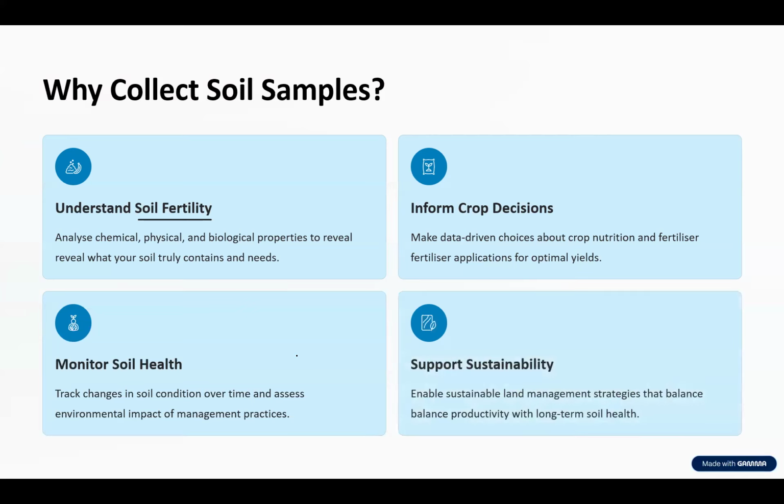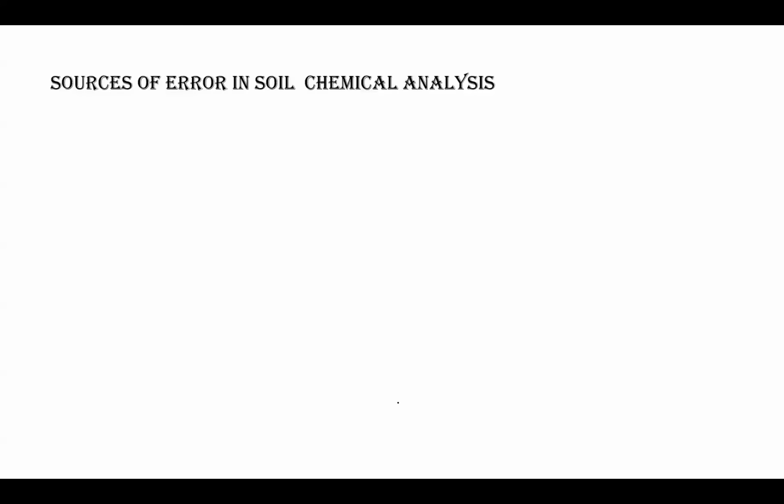And finally, we will go for supporting sustainability. With all this proper information, if we know the full detail about our soil sample and about the status of our agricultural field, we can go for proper land management strategies and balance productivity with long-term soil health. So these are the 4 criteria, and these are the needs for why we collect soil samples.